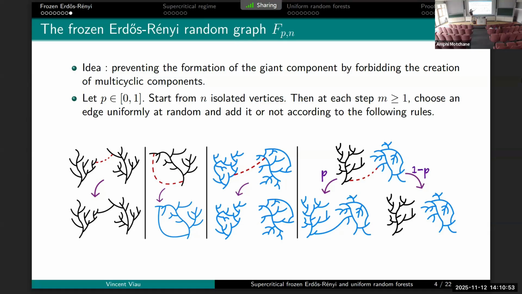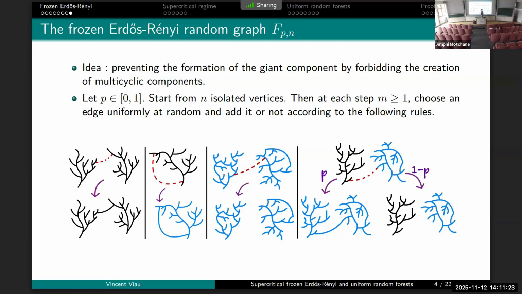Okay, so for example, if the edge connects two frozen components, we simply discard the edge and we do not add it to the graph. And finally, if the edge connects a tree with a unicyclic component, we add the edge with probability p and we discard it otherwise. And if we add the edge, the whole new larger unicyclic component is frozen.